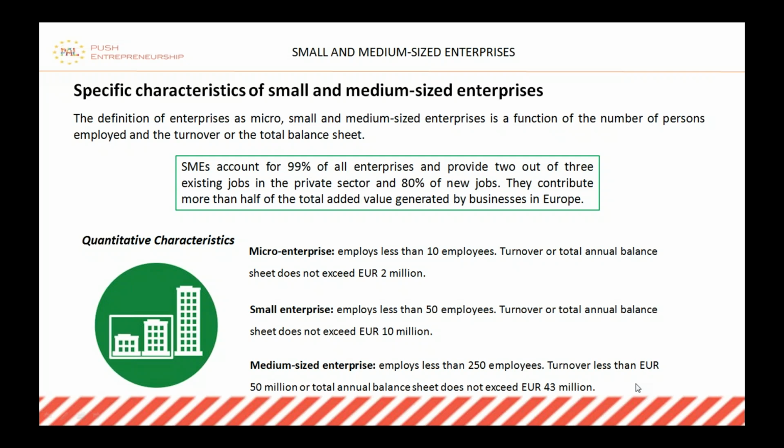This type of company can be categorized in a quantitative way by the number of employees, turnover, or total balance sheet. For example, a microenterprise is defined as an enterprise employing fewer than 10 employees, whose turnover or total annual balance sheet does not exceed 2 million euros. In contrast, a small enterprise employs fewer than 50 employees, and its turnover or total annual balance sheet does not exceed 10 million euros.